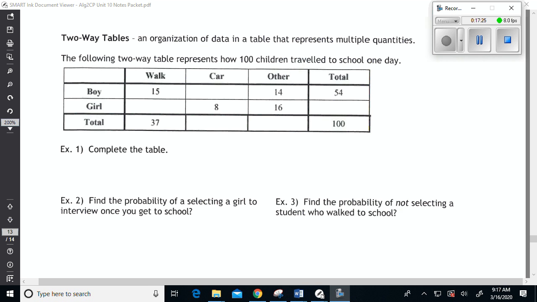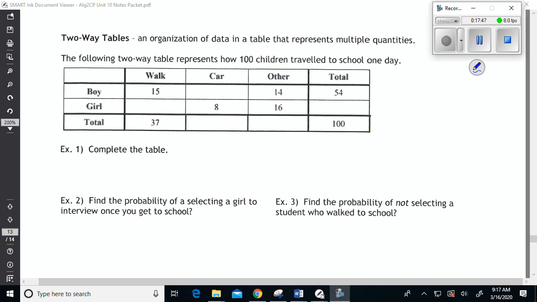The following two-way table represents how 100 children traveled to school one day. Notice that there are several blanks in the table. So example 1 is to complete the table. To complete the table, you're doing a lot of basic adding and subtracting, and you look at the table to figure out what needs to happen.